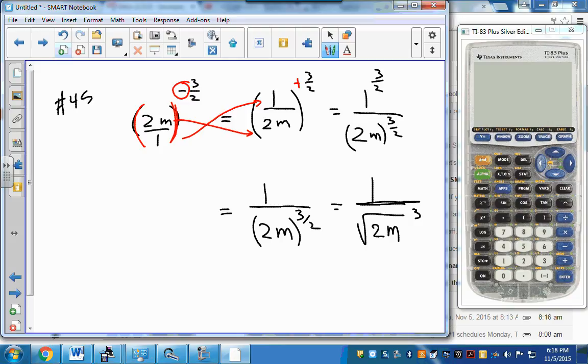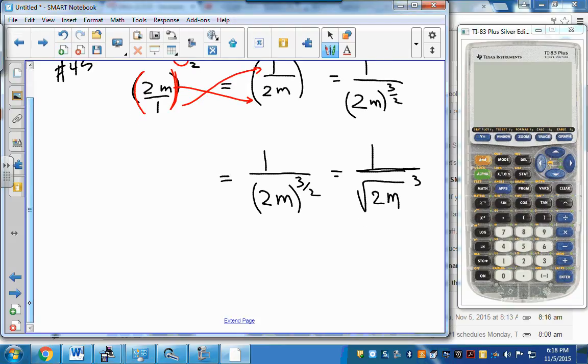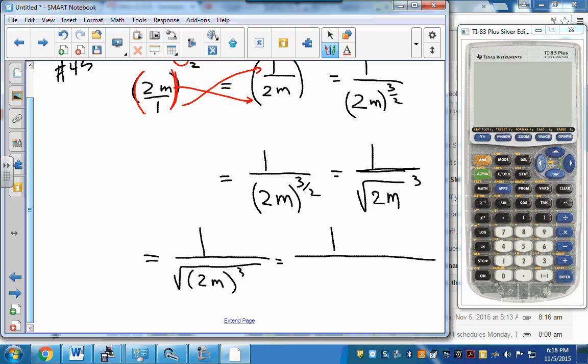I can also write it this way, and I will look in the back of the book and see what the author claims is the simplest way. This is 1 over the square root of 2m cubed. Here I'm putting the cube on the bottom. So that's 1 over the square root of 2m times 2m times 2m.